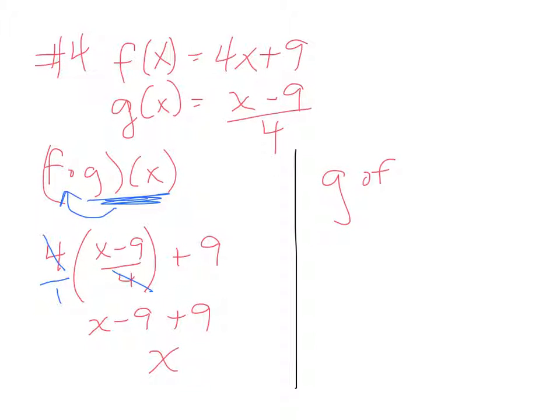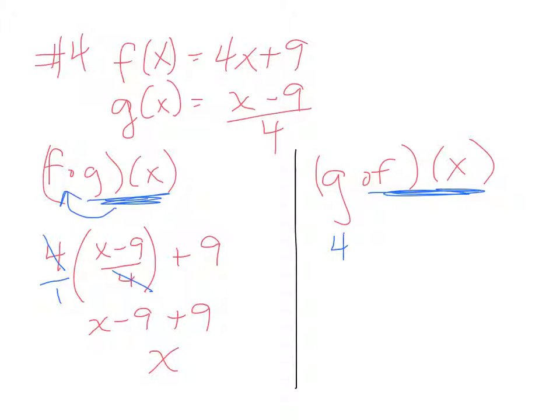g of f of x. Now we're going to go the other way. We're going to pick up that f function and plug it into the g function, right there where that x is. So we're going to plug in 4x plus 9 right there.